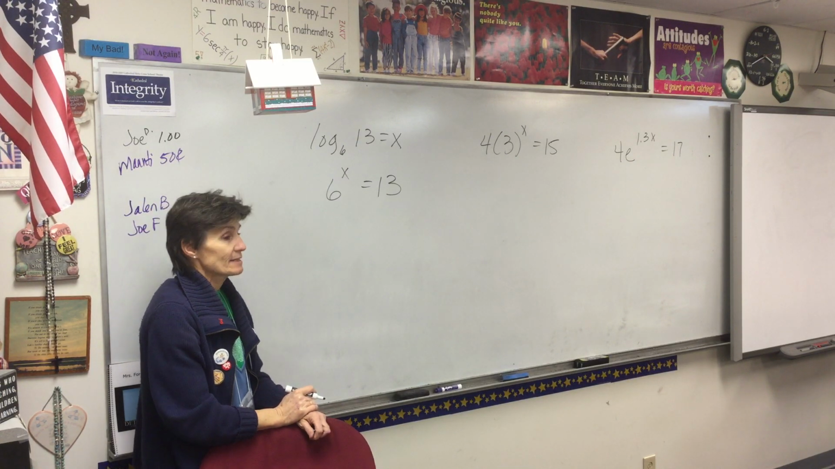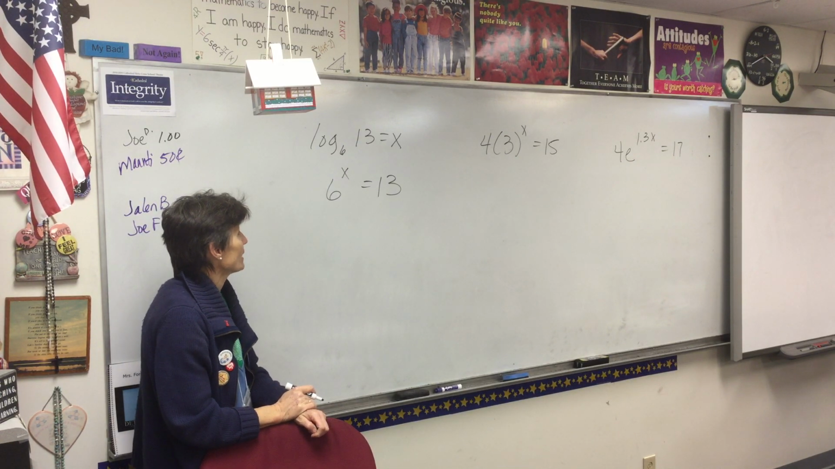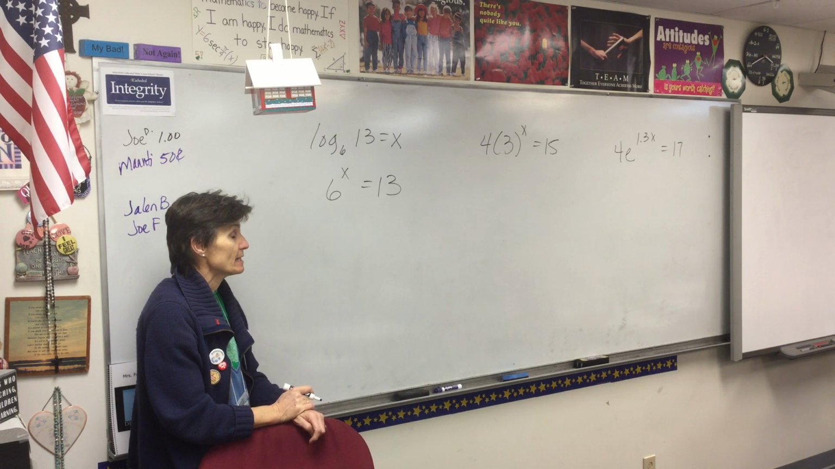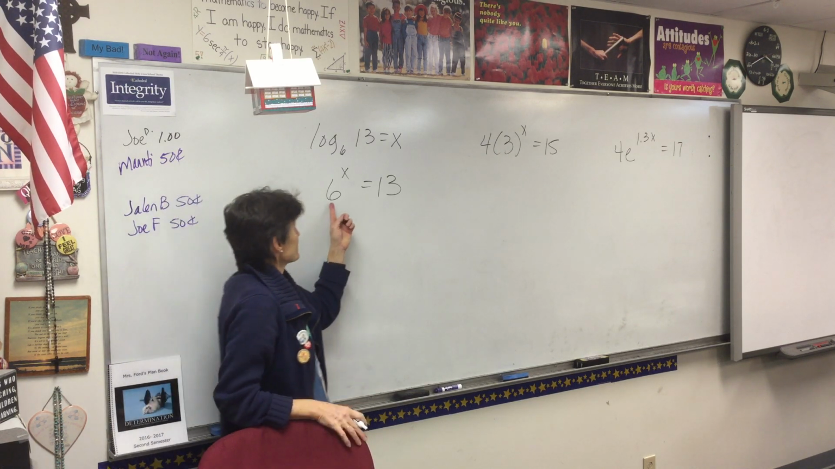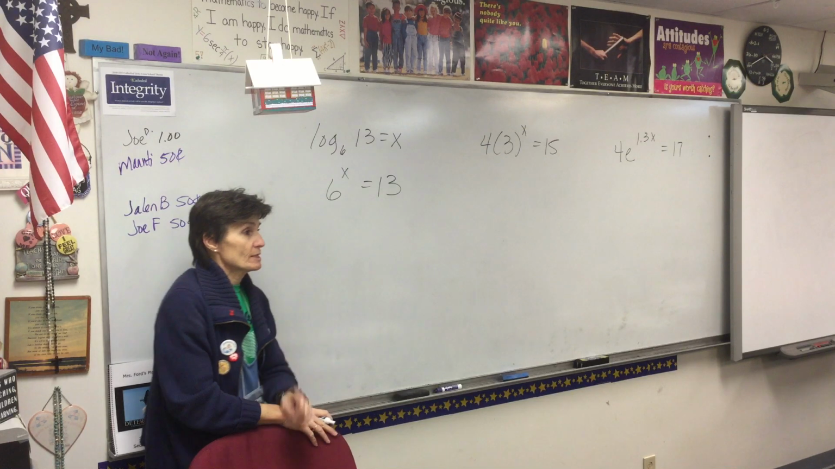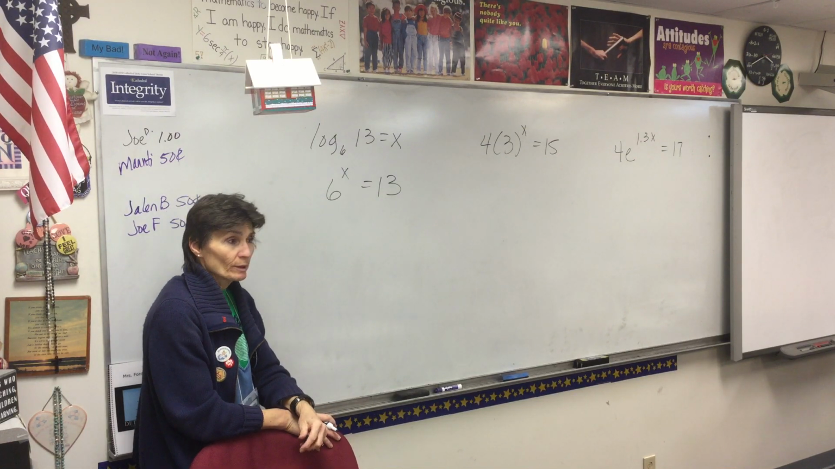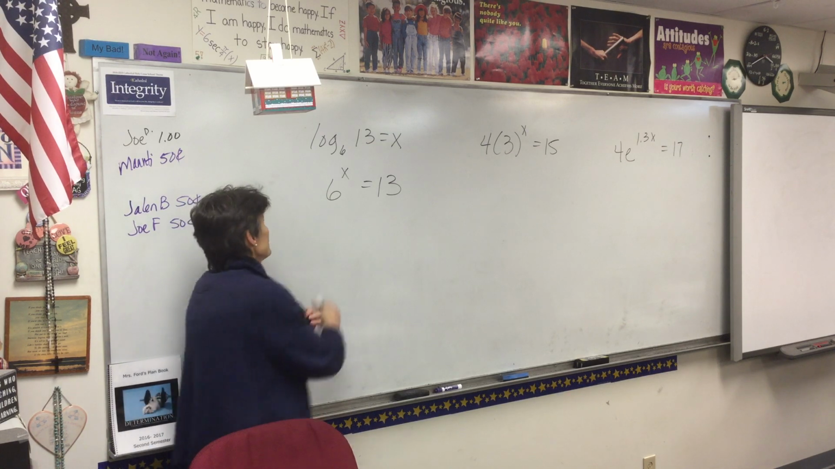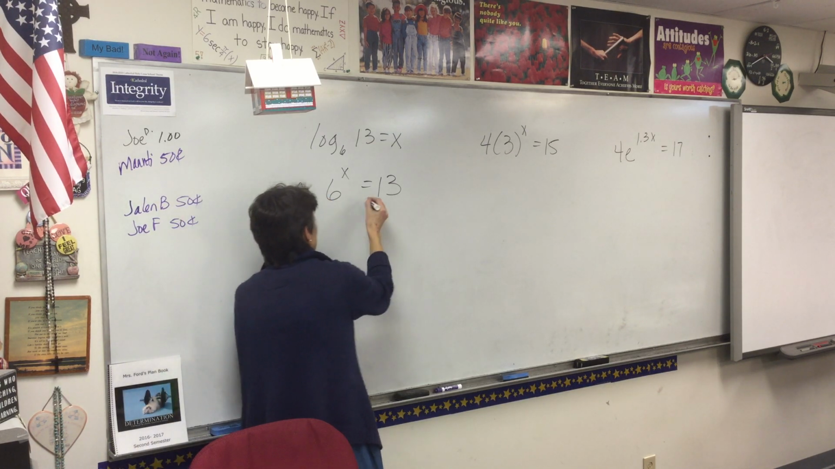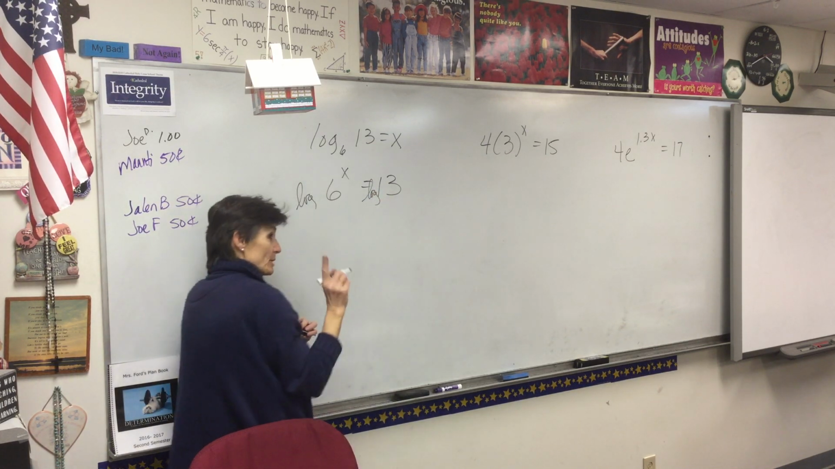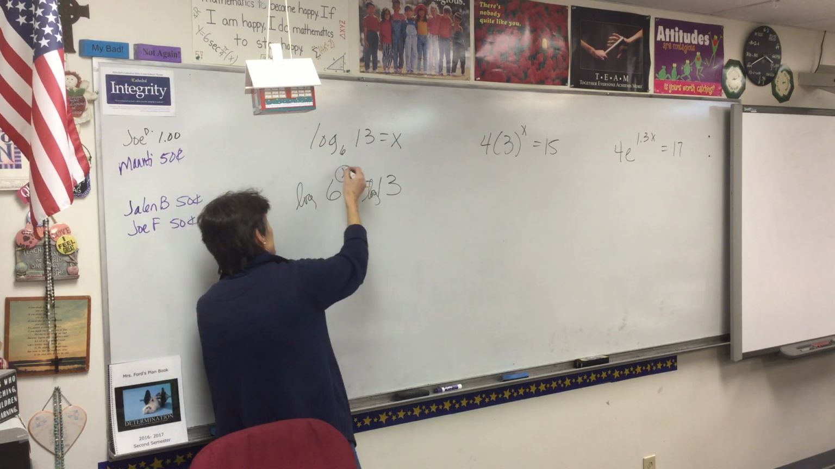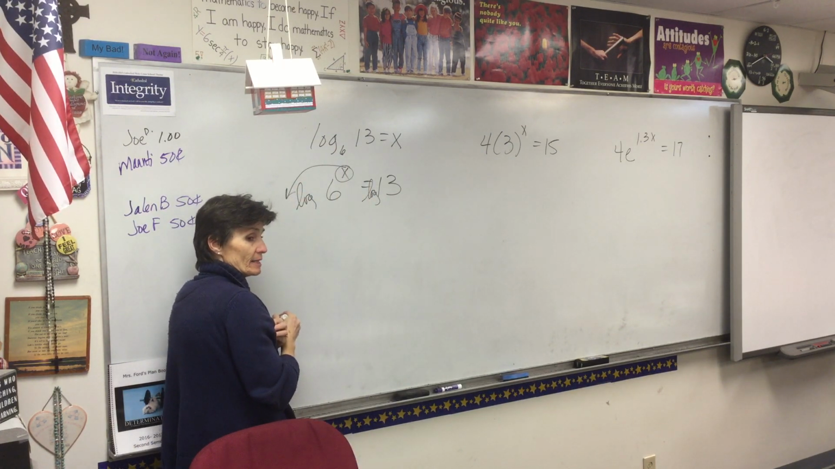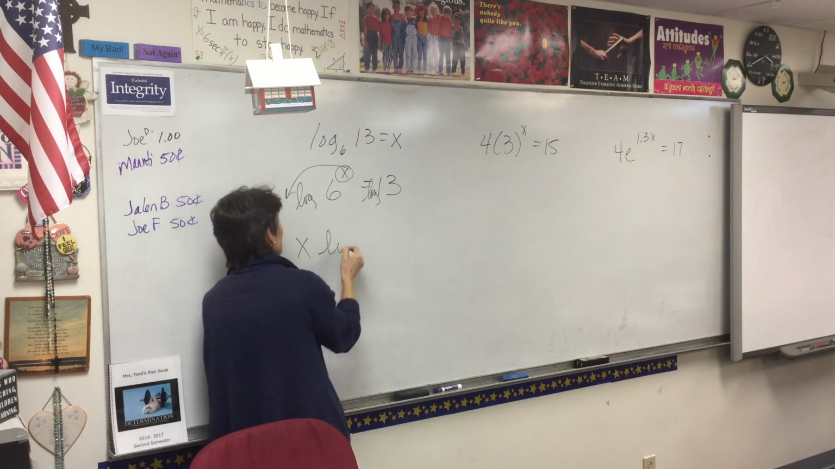We don't want a base 6 logarithm, so we're going to rewrite it as 6 to the x equals 13. Is there a common base for 6 and 13? No. So the only way to solve it is to take the logarithm of both sides. The reason we do that is so this comes down in solvable position.